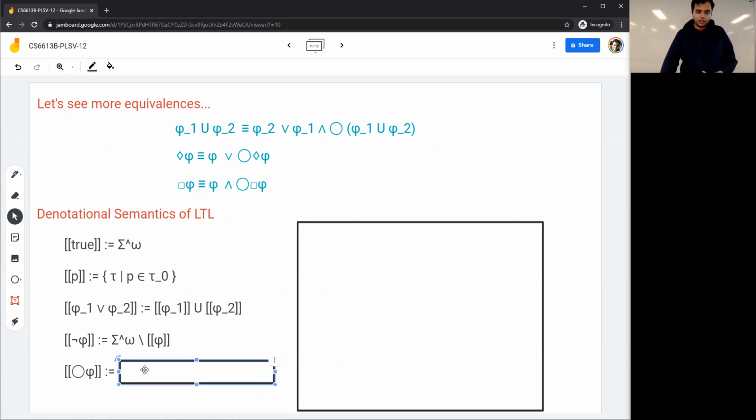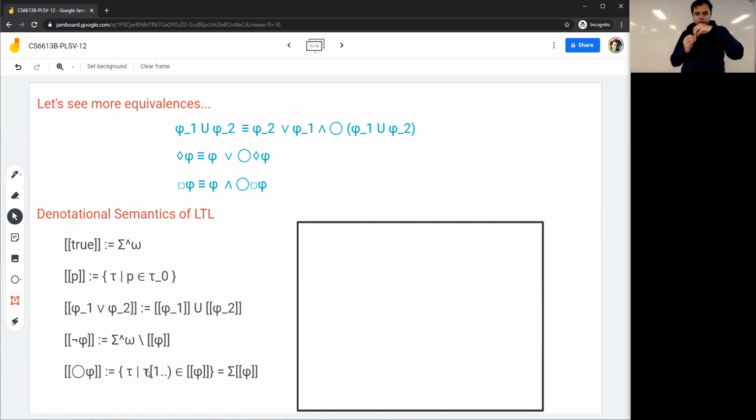Yes, so it's basically the set of all traces tau, such that if you ignore the first letter, the 0th letter of this trace, and you only look at the suffix that starts at time 1, that is in the semantics of phi. So I want phi to hold from the next time step. I just ignore the current time step, which is step 0, and only look at the suffix of tau that starts from index 1. And if that suffix satisfies phi, then the current suffix satisfies this.